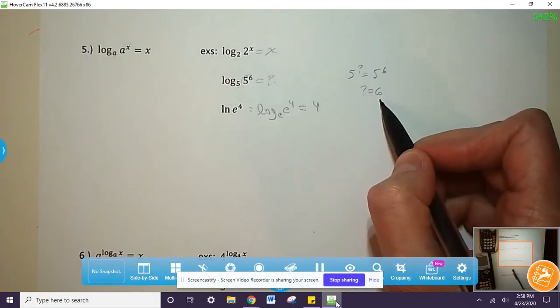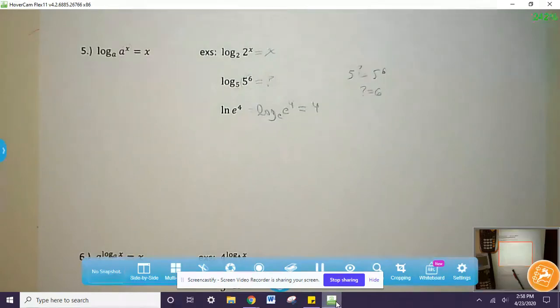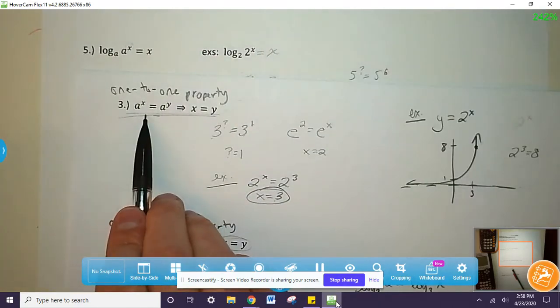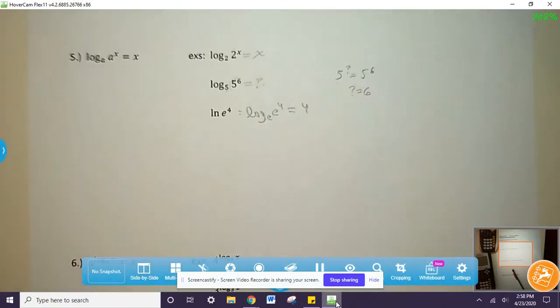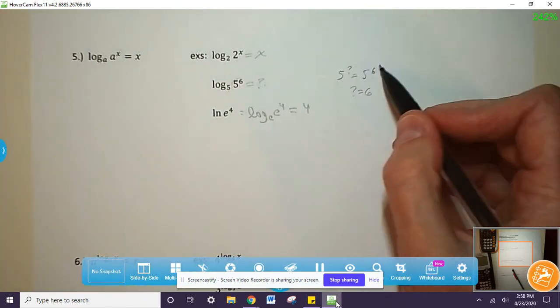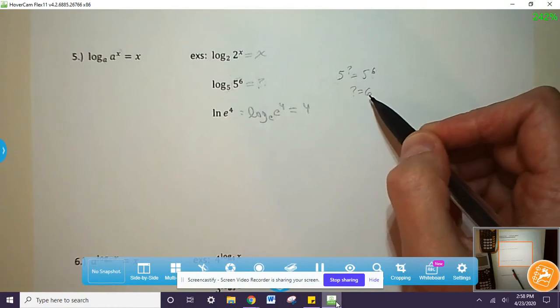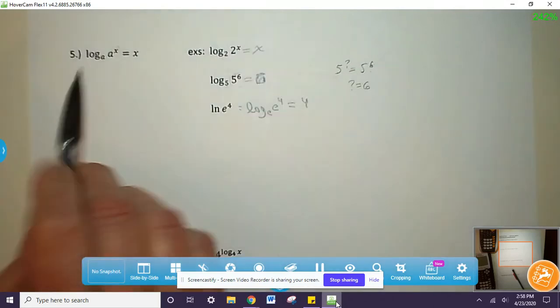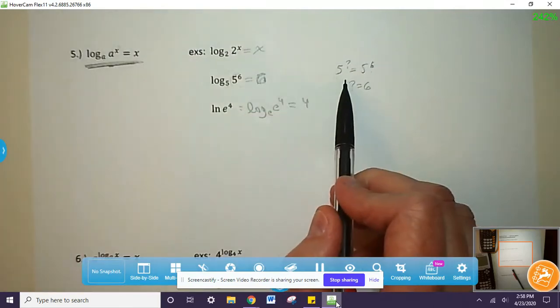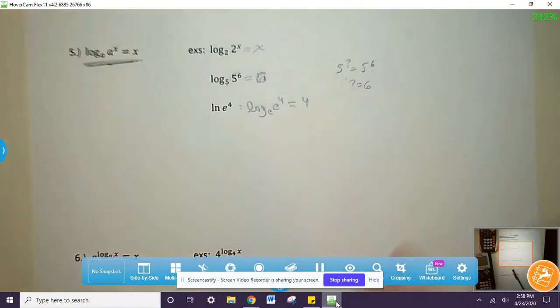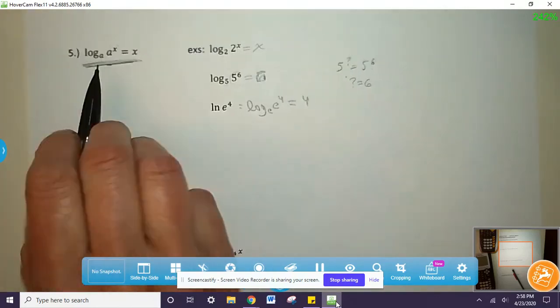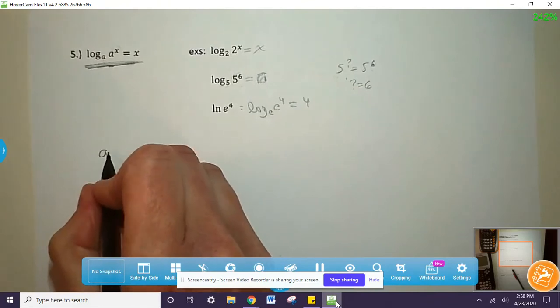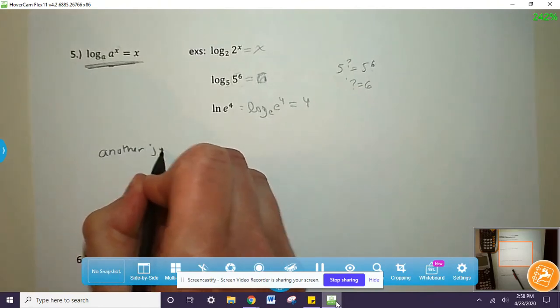And what property did you just use? You just used this one-to-one property. It's so intuitive. It comes so naturally to you that if these are equal to each other, the exponent has to be 6, that you use that property without even realizing it. Okay, so you don't actually have to memorize this as a new property. You can always rearrange to exponential form and solve these. But it's worth seeing also because there's another explanation for this that is kind of cool. The other explanation deals with inverse functions. So here's another justification for the property.